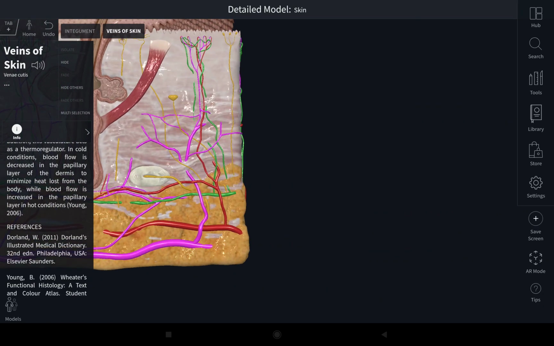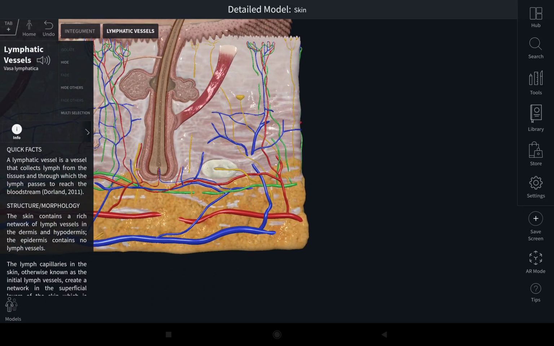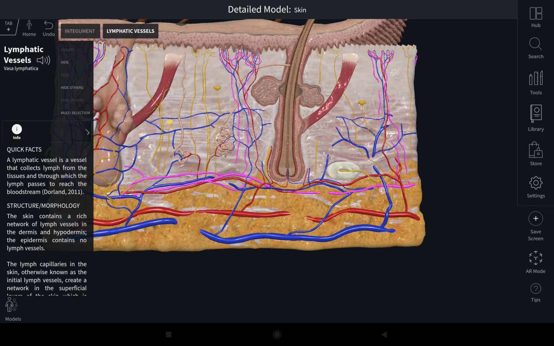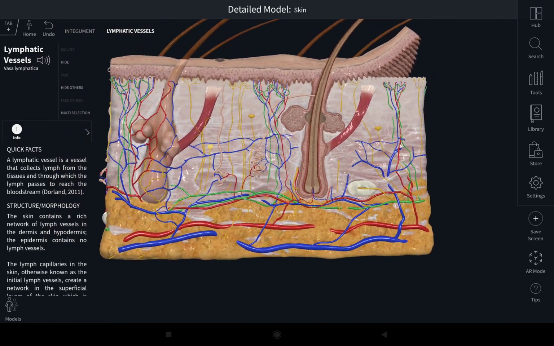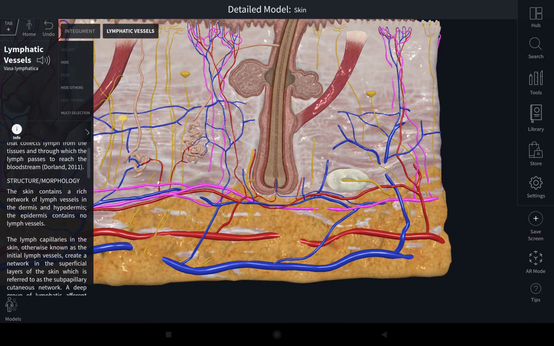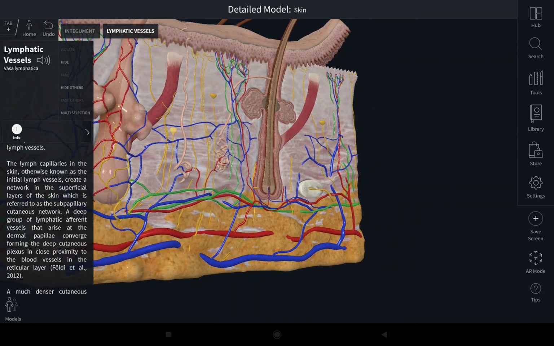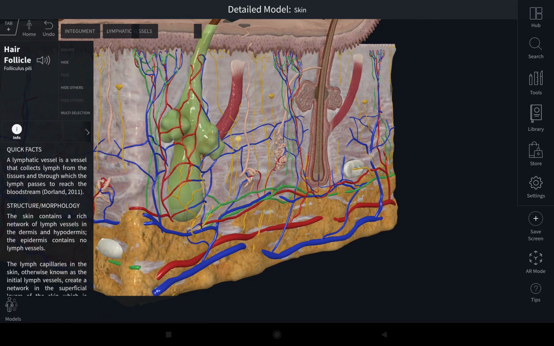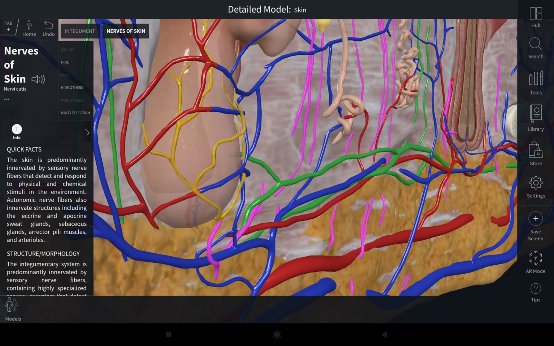And the next structure is the lymphatic vessels. A lymphatic vessel is a vessel that collects lymph from the tissues and through which the lymph passes to reach the bloodstream. These are the nerves of the skin.